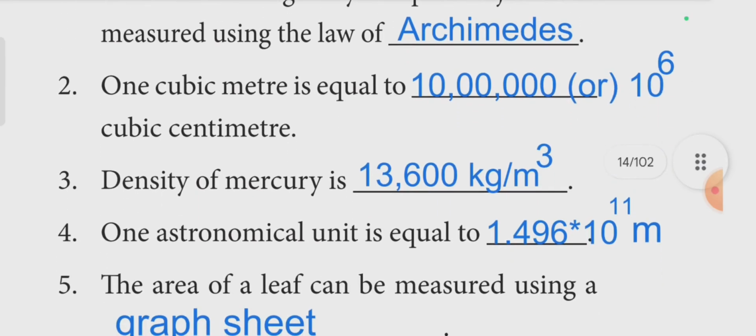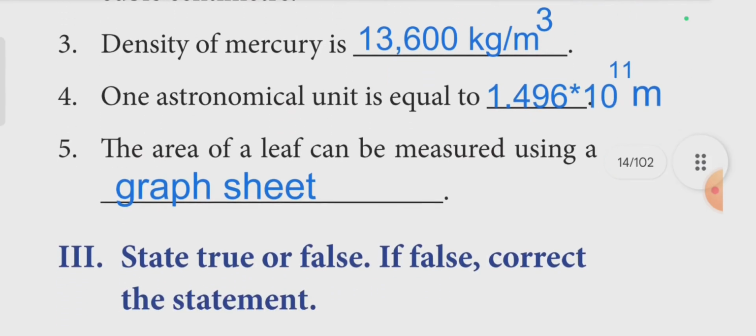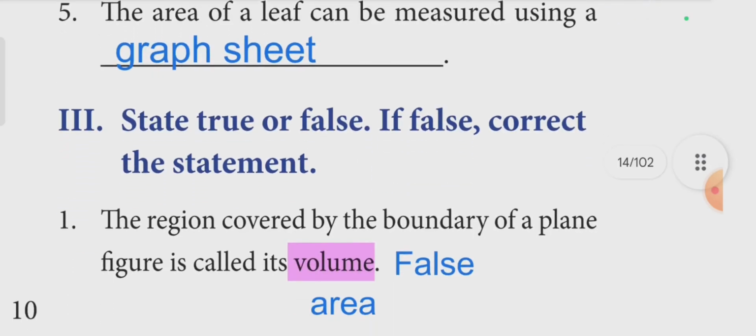Second one, 1 cubic meter is equal to 10 lakh or 10 power 6 cubic centimeter. Density of mercury is 13,600 kilogram per meter cube. 1 astronomical unit is equal to 1.496 into 10 power 11 m. The area of a leaf can be measured using a graph sheet.